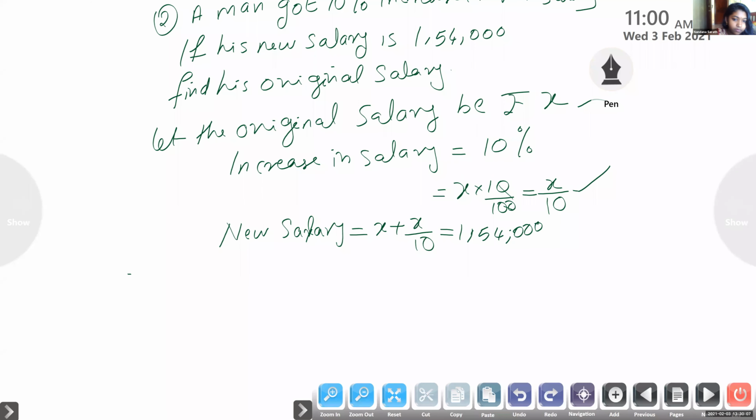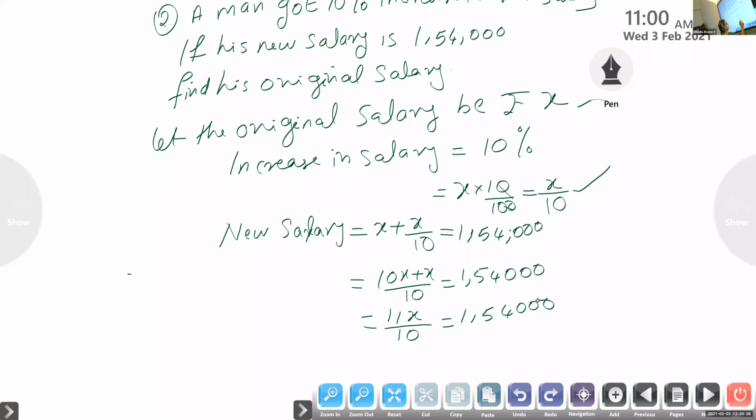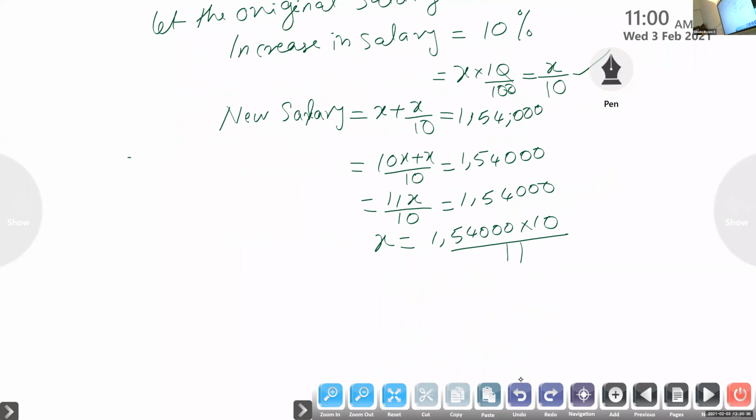Okay, so that is equal to 10x plus x by 10 equal to 1,54,000. So 11x by 10 equal to 1,54,000. So x equal to 1,54,000 into 10 by 11. Calculate.